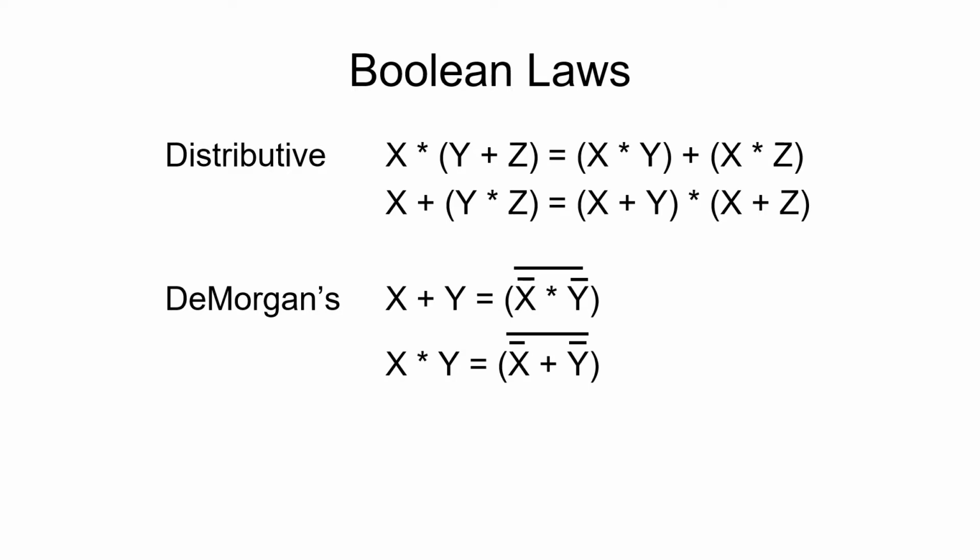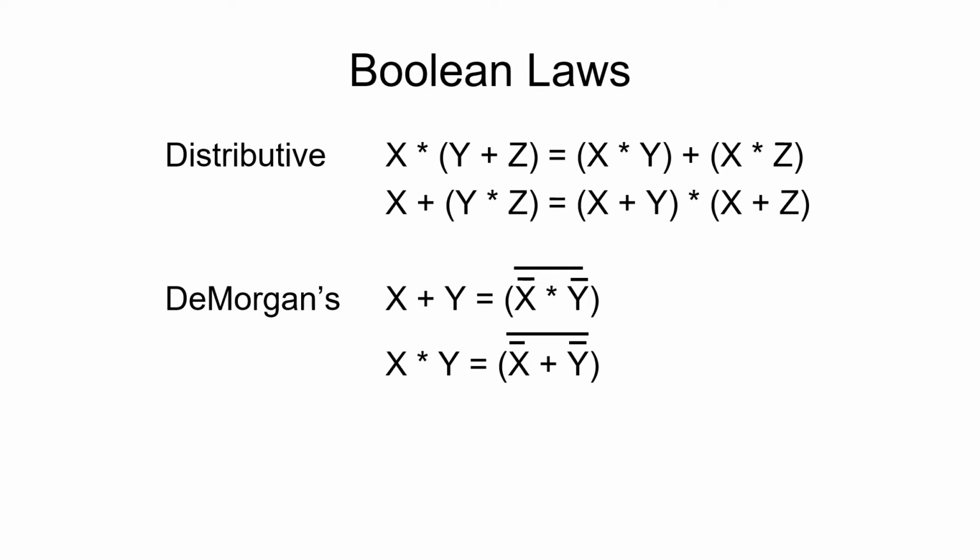There are multiple Boolean expressions and laws. A couple of them that are useful is the distributive law. The AND over OR looks very much like algebra, but the OR into AND is not like the algebraic expression. Both of them work pretty much the same, except changing the operators.